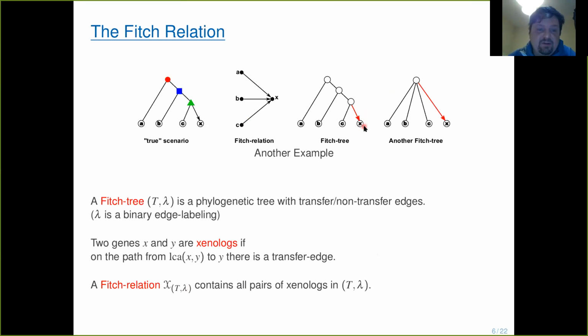So what we can see here is, say, this is a true scenario. And we have here the corresponding Fitch relation, that is, all the vertices point to X because on the path from the last common ancestor to X, there is this particular transfer edge, while on the remaining paths, there is simply no transfer edge. This is a simplified Fitch tree with a 0-1 labeling, transfer, no transfer edge. And you can see here another Fitch tree that explains the same Fitch relation. So this already shows that the trees that explain a particular given Fitch relation don't need to be unique.